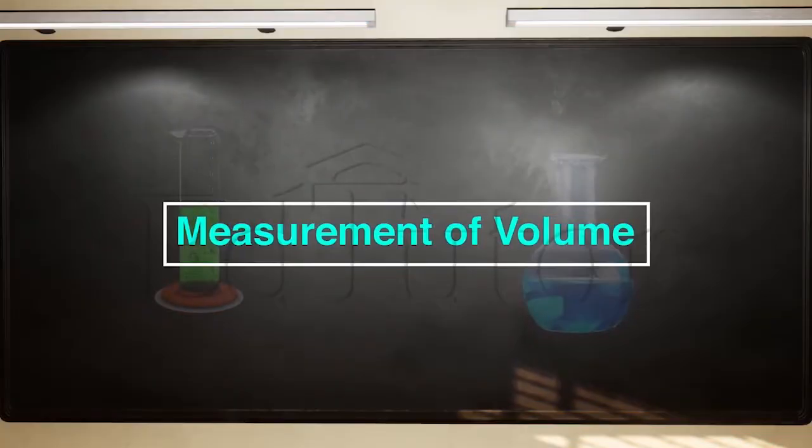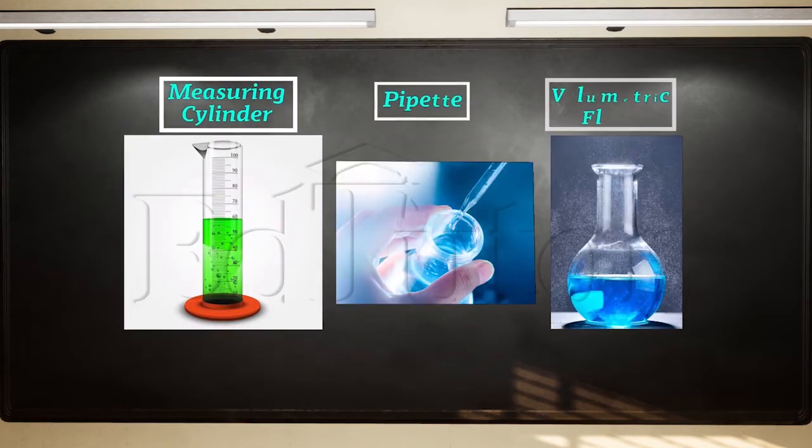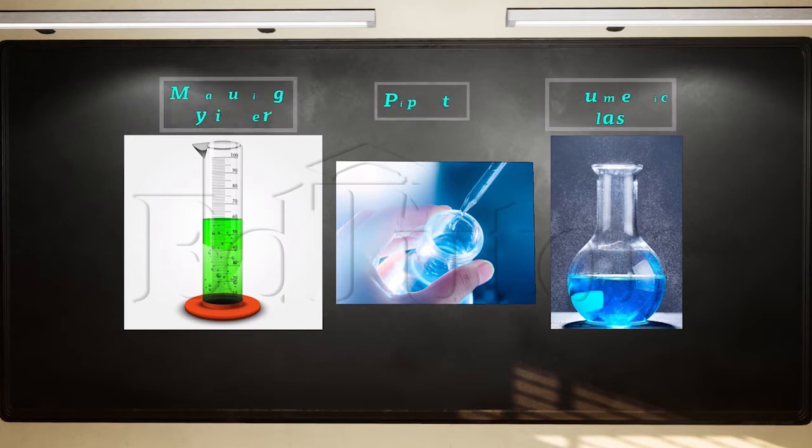The next measurement we're going to discuss in this video is the measurement of volume. First, we need to know what volume is. So let's get into it. Volume is the space occupied by a body of liquids. Different instruments like cylinders, pipettes, and volumetric flasks are used for this purpose.